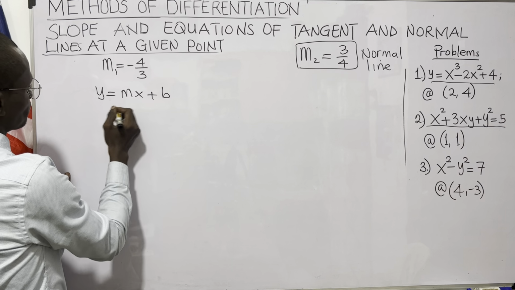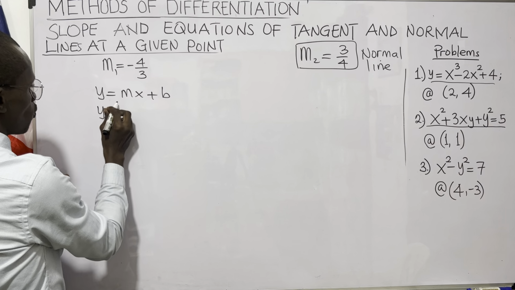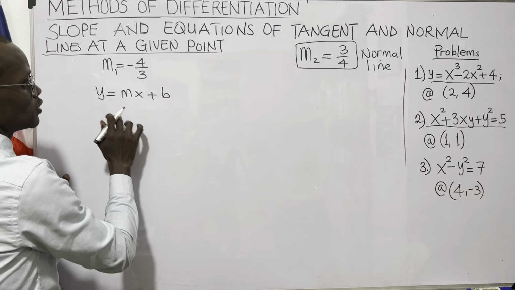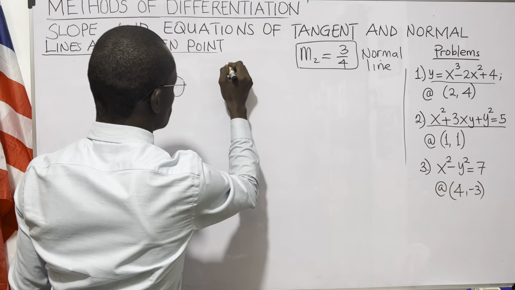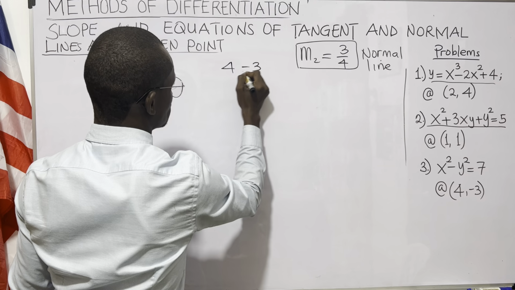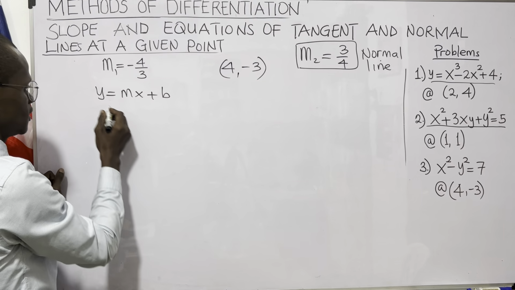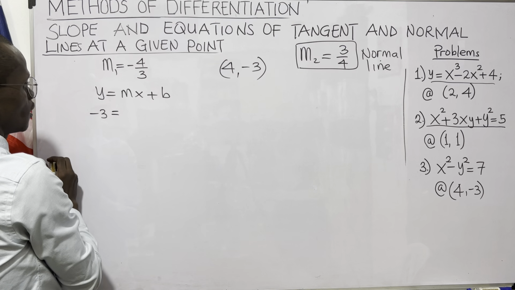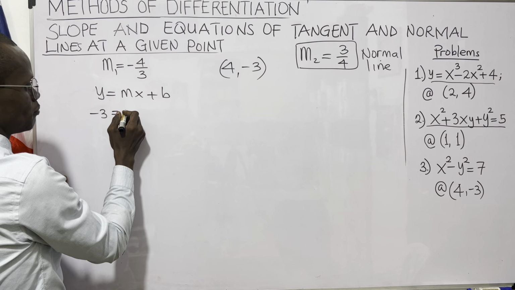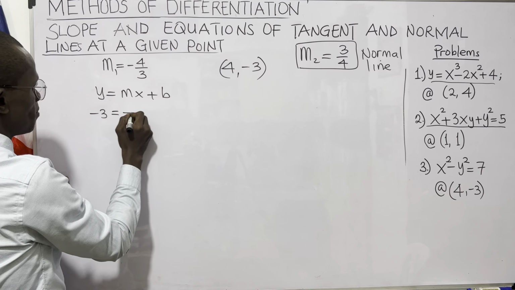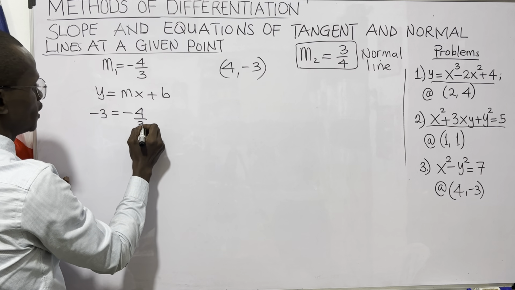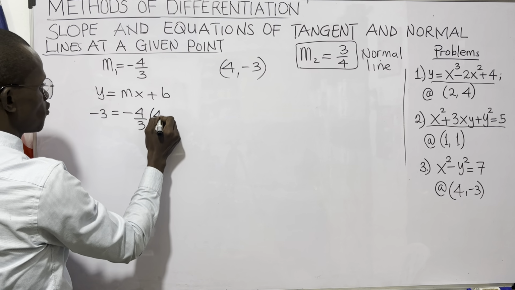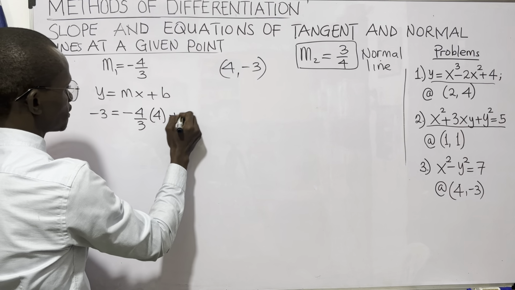So y now is minus 3, this is the point of tangency. And m, we found m to be minus 4 over 3. And then x is 4 plus b.